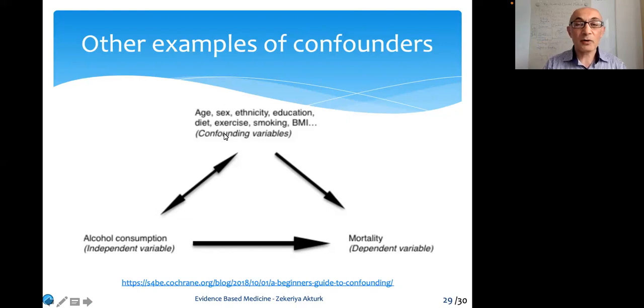What kind of confounders could be playing a role here? Age, certainly. Younger and older people have different proportions of alcohol consumption and different proportions of mortality. Sex, men and women, have different proportions of alcohol consumption and also different mortalities. Men are drinking more alcohol and men are having a higher mortality. Ethnicity, education, diet, exercise, smoking, etc.